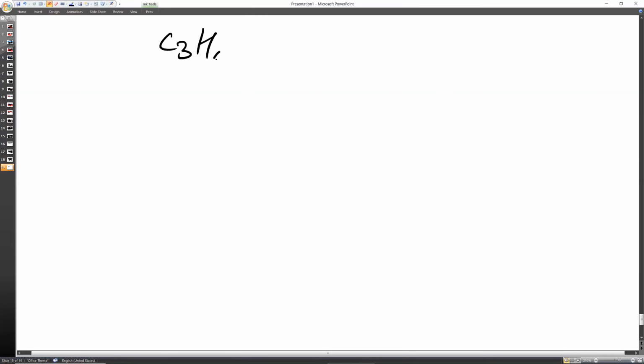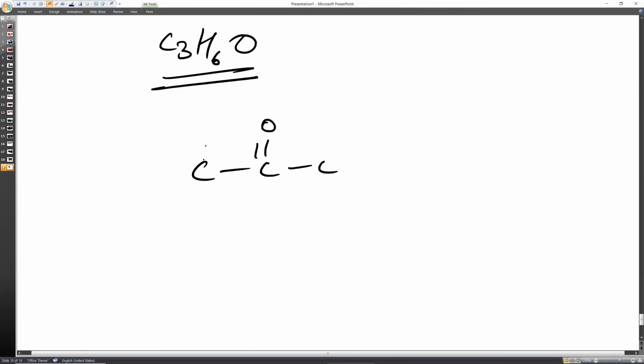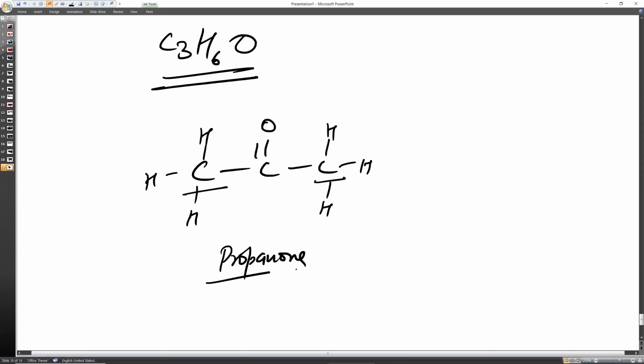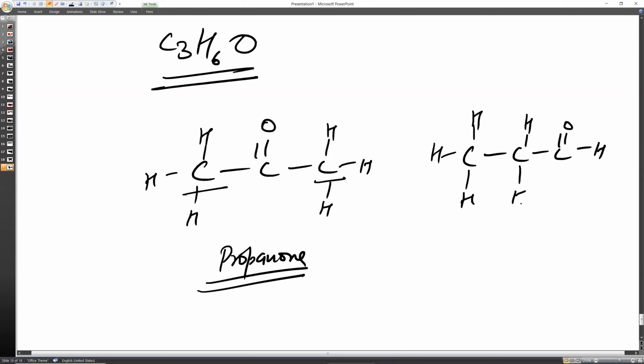It is given that C3H6O. So write down C3 and let us make the ketone group here. This is ketone, because it has C double bond O, with a carbon on each side. So this is propanone. And if I make the chain this way, this is propanal, aldehyde. One is ketone, the other is aldehyde.